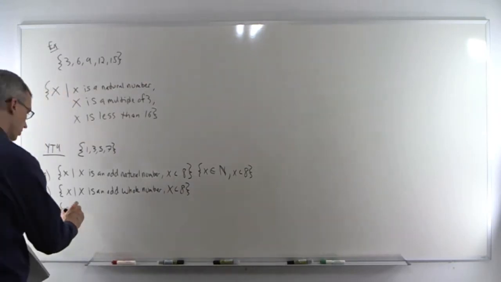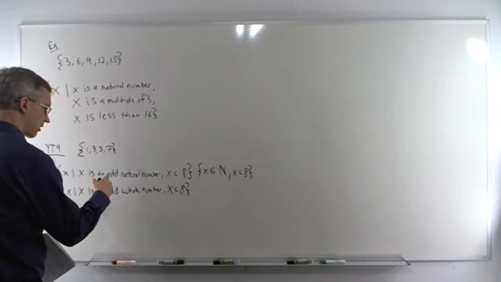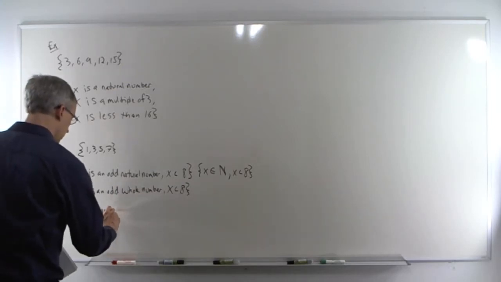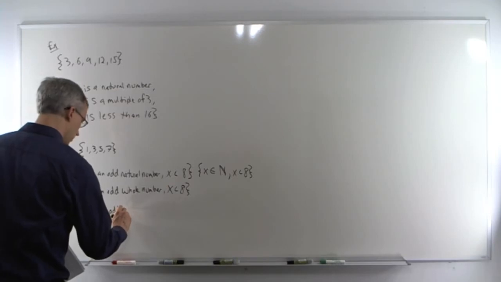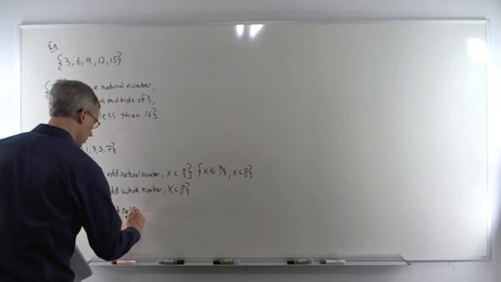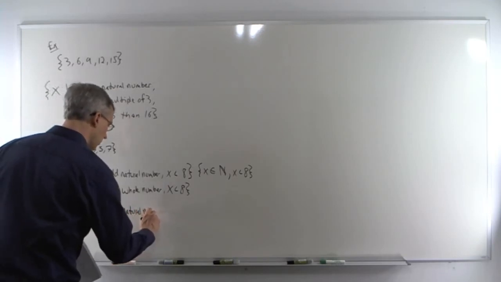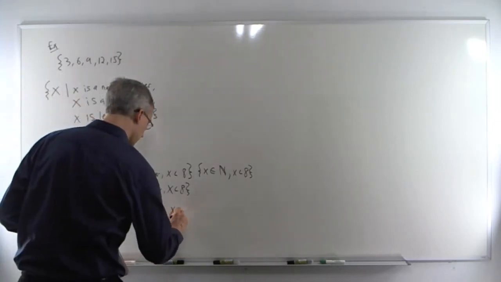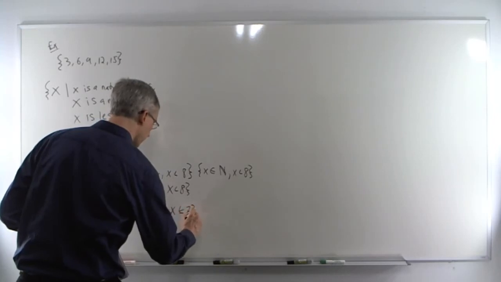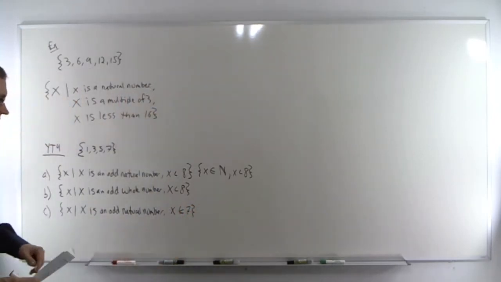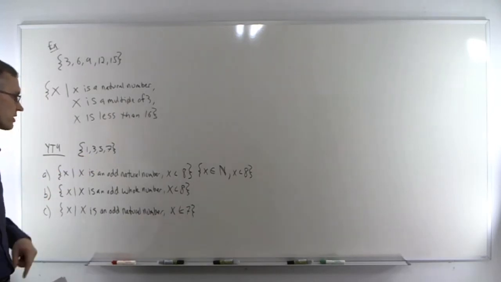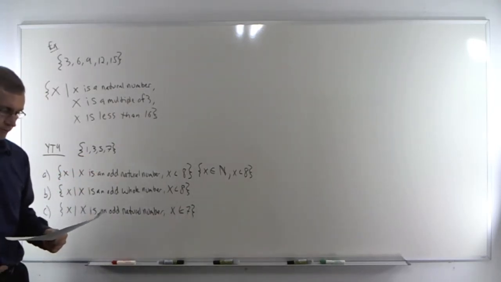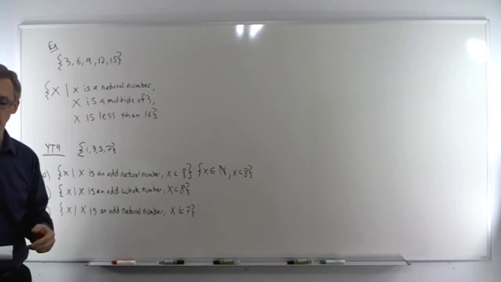And then we could do x is, and it doesn't matter if we do a natural or whole here. So x is not a natural number, and x is less than or equal to 7. So since it's less than or equal to, it's going to include the number 7, and we get the same set that way. So any of those would work. So there's going to be multiple ways of writing these things.